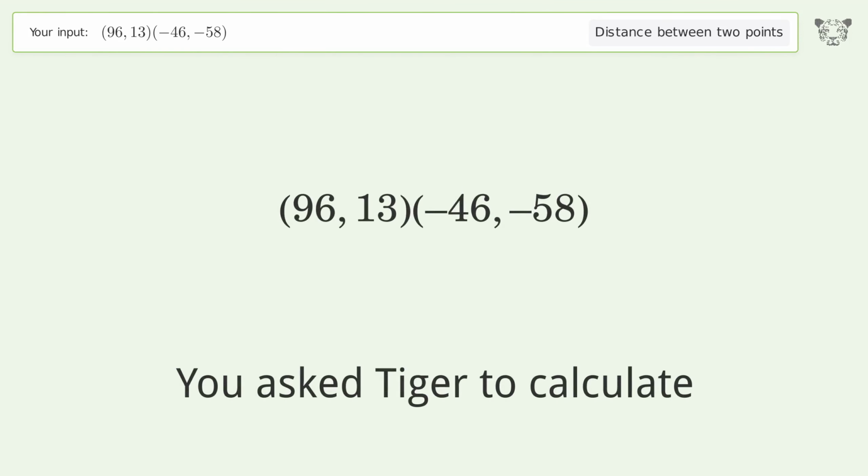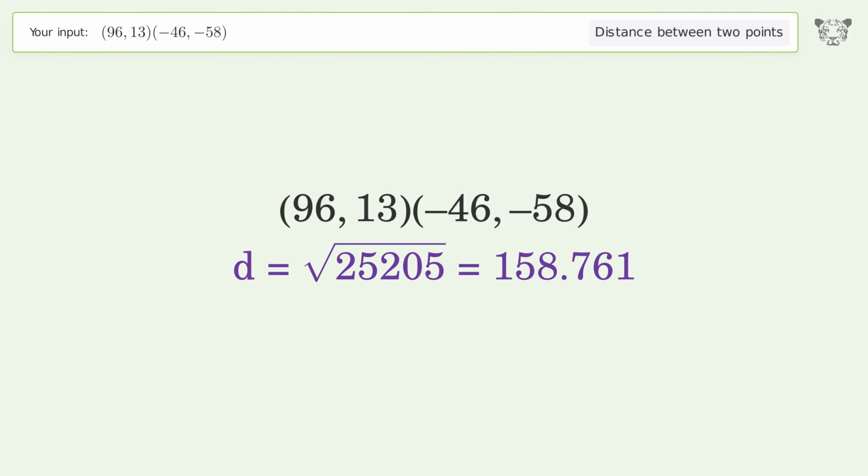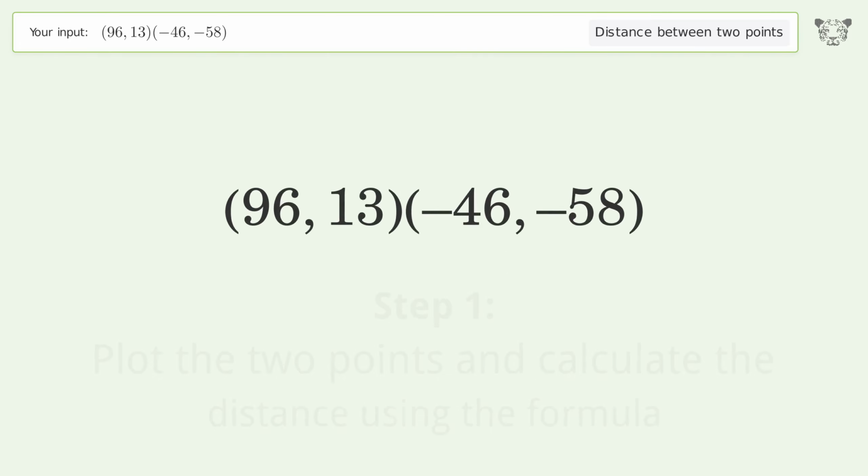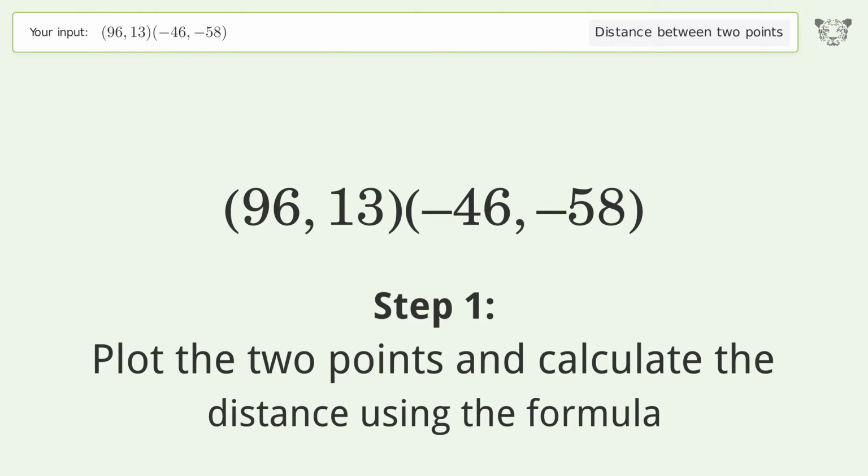You ask Tiger to calculate. This deals with the distance between 2 points. The distance between the 2 points is the square root of 25,205 or 158.761. Let's solve it step by step. Plot the 2 points and calculate the distance using the formula.